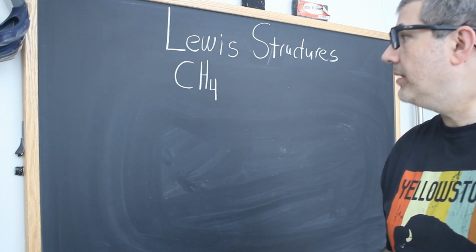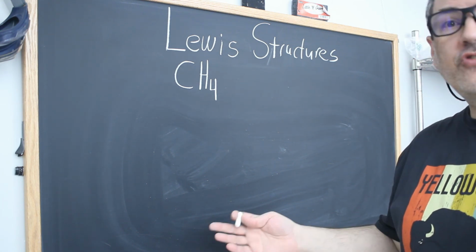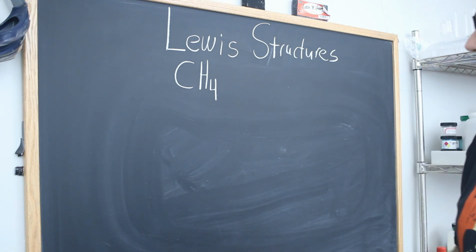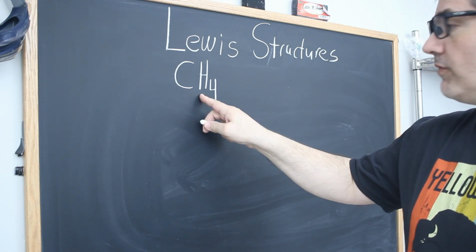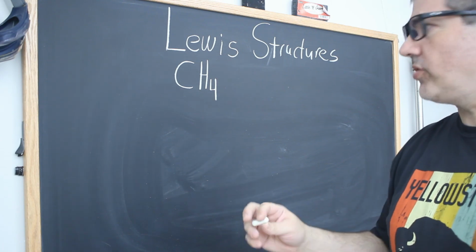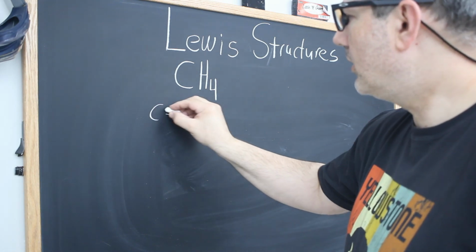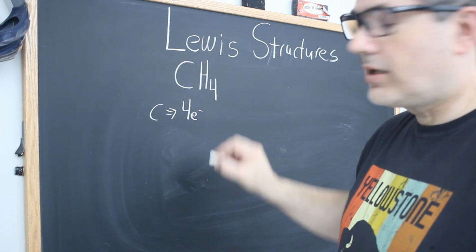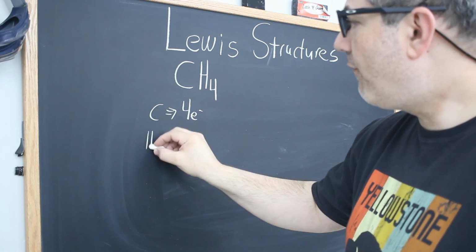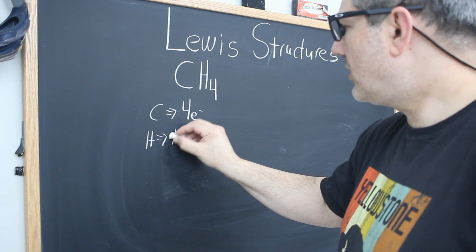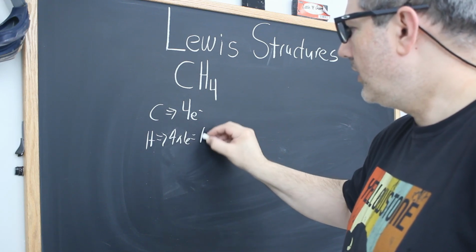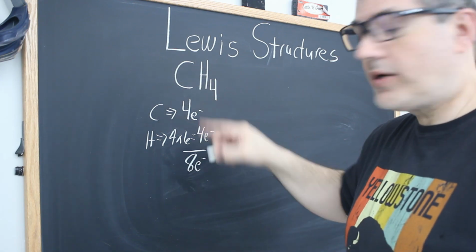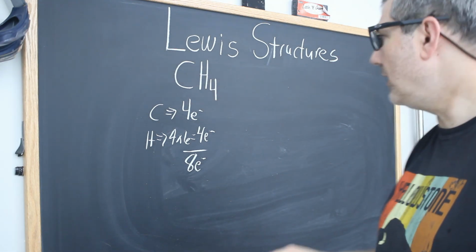CH4, methane. So this is the first hydrocarbon that you would learn about in organic chemistry. So you have a carbon, 4 hydrogens. Again, Lewis dot structure. First thing, count up your valence electrons. Carbon has 4. We have 4 hydrogens, so that's going to be 4 times 1. So now we have another 4. There's no charge, so we have a total of 8 electrons.